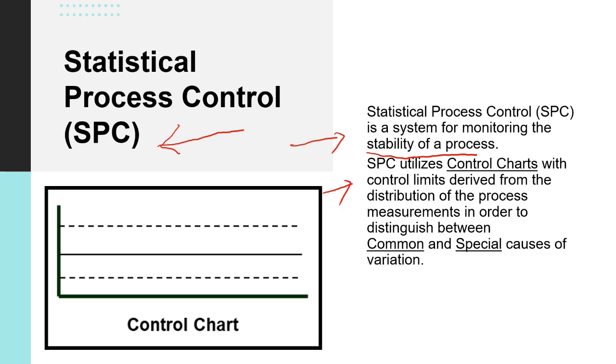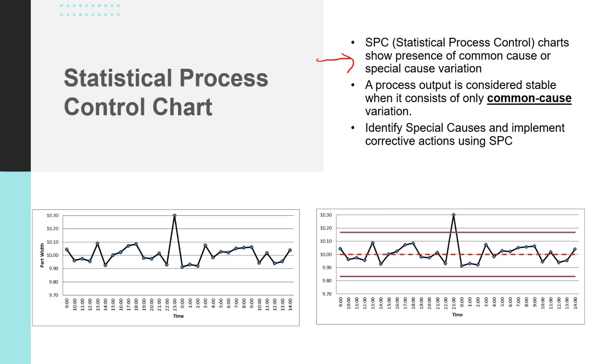In order to do SPC, we will need to plot a control chart with control limits that are derived from the distribution of the process measurements. And this control limit will help us to distinguish the common and the special causes. SPC charts show the presence of common cause and special cause variations. A process output is considered stable if there are only common cause variations present, which are inherent to the process. And we will need to check and monitor the process, identify the special cause, and implement the corrective actions using SPC control methods.